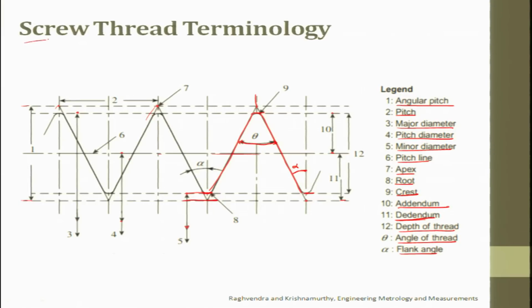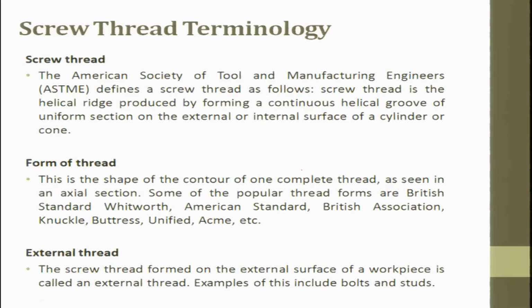Screw thread terminologies are slightly different, but generally what we talk about more is the pitch, and then we talk about addendum, dedendum, depth of thread and angle of thread. Angle of thread is, when there is a single thread, the angle which is subtended is called theta, and when it is with respect to the central axis, this becomes alpha. So now let us see the individual explanations.